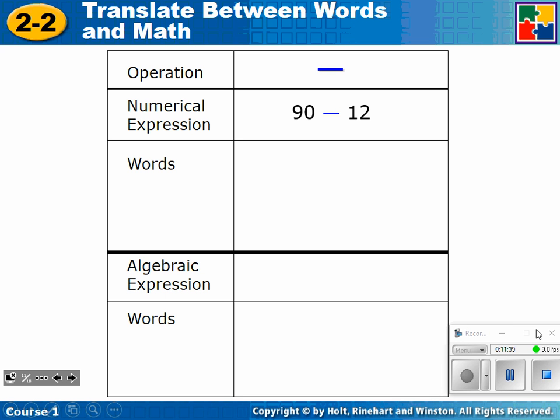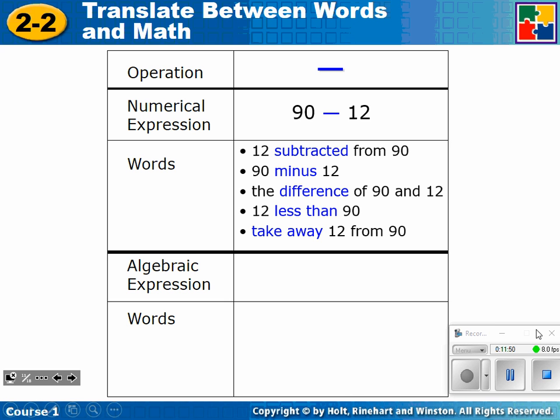Does anyone remember what the answer to a subtraction problem is? What is it? Difference of 90 and 12. Good job. Okay, so we got 12 subtracted from 90. Notice it's from 90. 90 minus 12. The difference of 90 and 12. 12 less than 90. Be careful when you do subtraction because order matters. Take away 12 from 90.